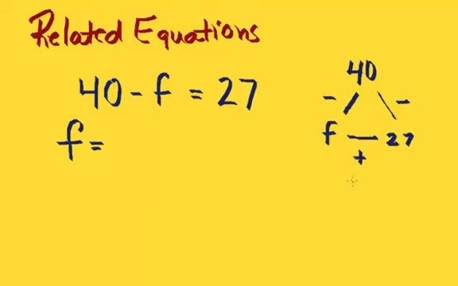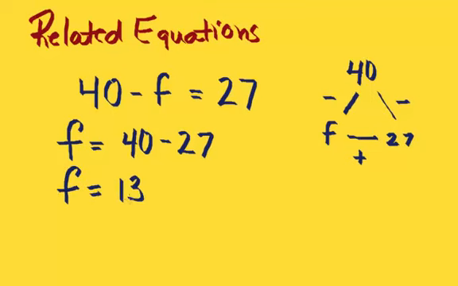And we always do our plus at the bottom there. So f plus 27 gives us 40. 40 minus 27 gives us f. So f is equal to 40 minus 27. And then we can easily solve that as well. So f is equal to 13.